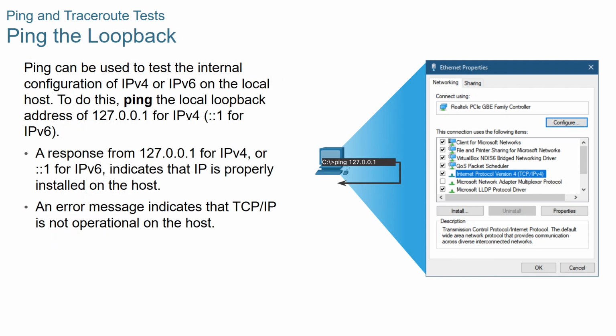Pinging the loopback. Ping can be used to test the internal configuration of IP version 4 and IP version 6 on the local host. So we ping a local loopback address. This is like a home address: 127.0.0.1 for IP version 4 and ::1 for IP version 6. A response from 127.0.0.1 or ::1 indicates that IP is properly installed on the host. An error message indicates that TCP/IP is not operational on the host.